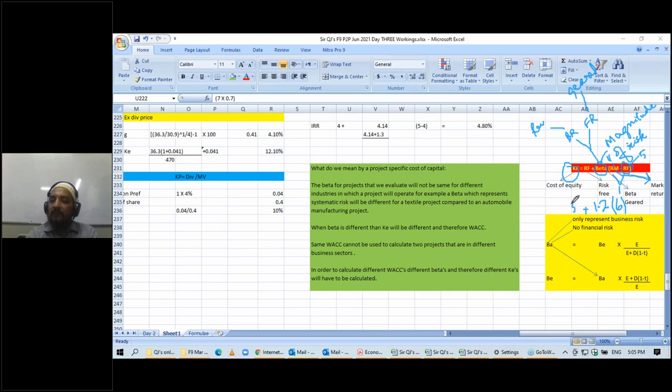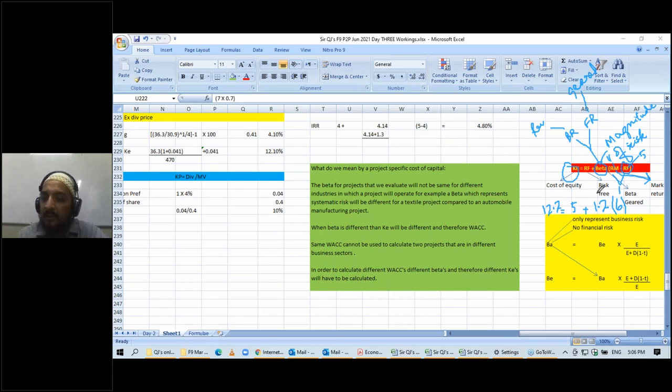The risk-free rate is 5. 6 into 1.2 makes 7.2. So the cost of equity will become 7.2 plus 5, 12.2. This will be the cost of equity. This is fictitious. The figures are fictitious. I'm not taking these figures from the question. We'll be doing from this question as well. So I'm just explaining this concept first. So what happens is that 6 into 1.2 gives you 7.2.